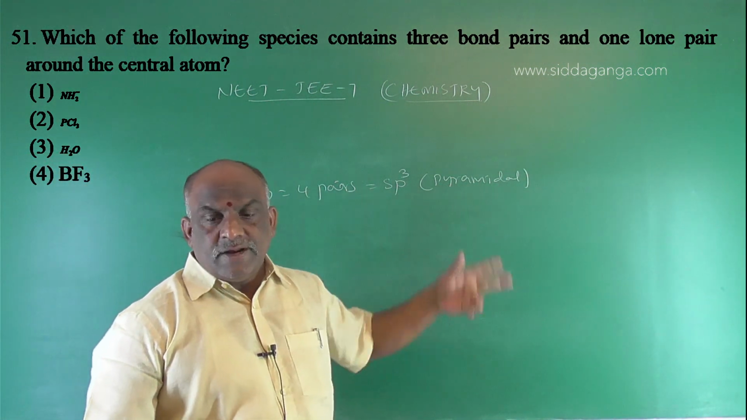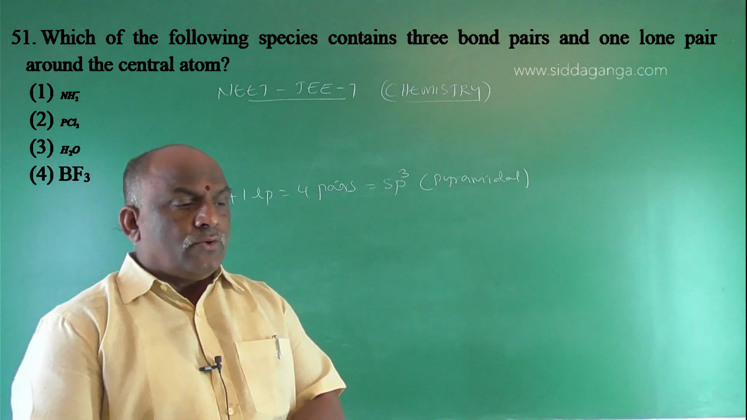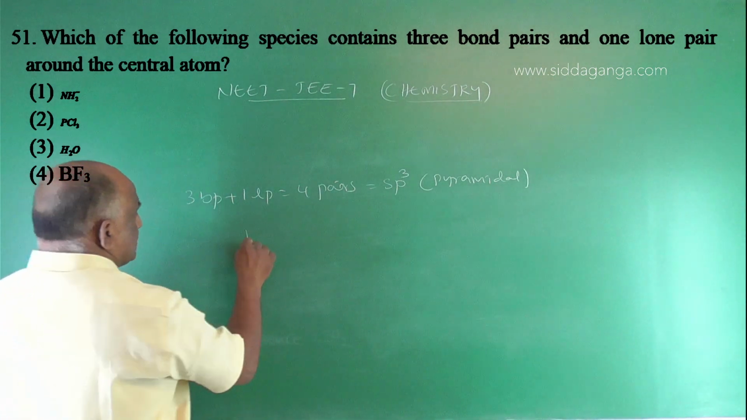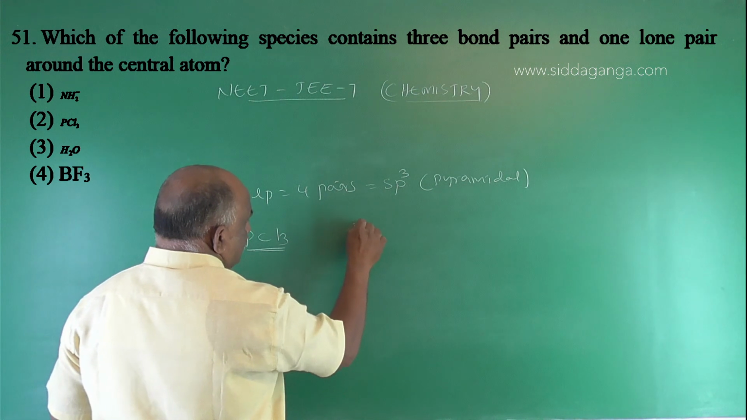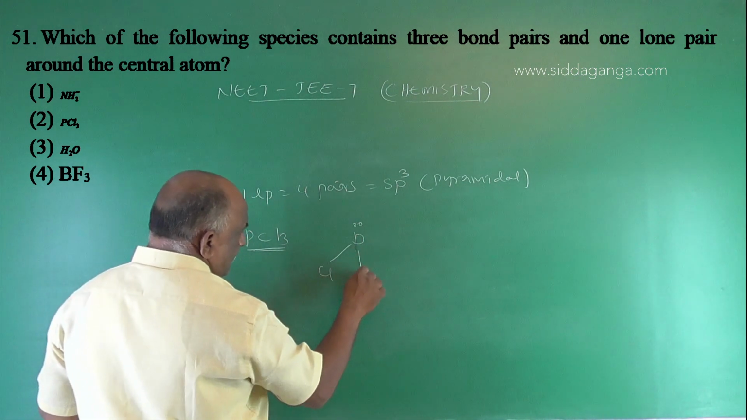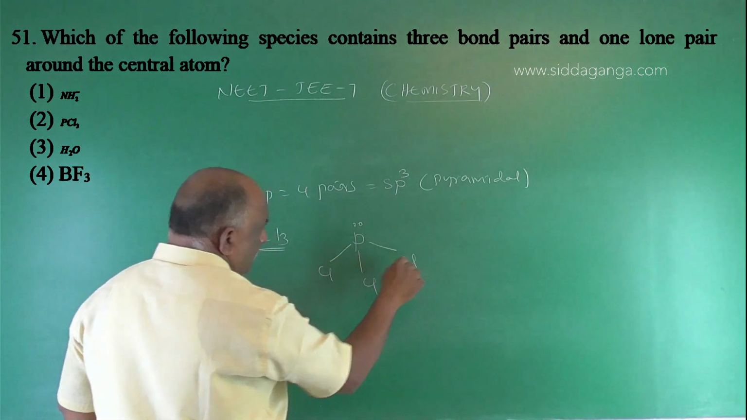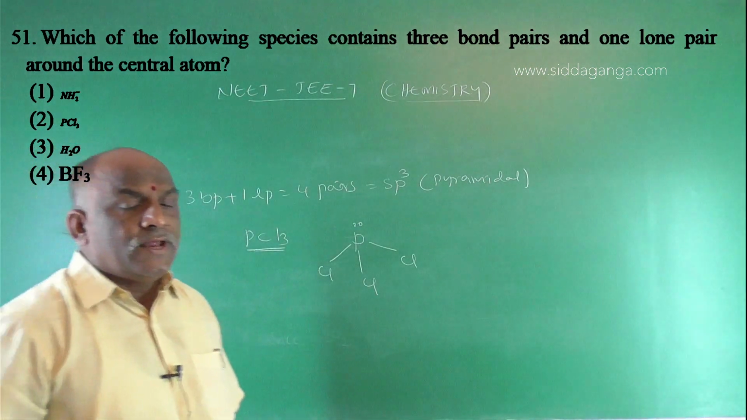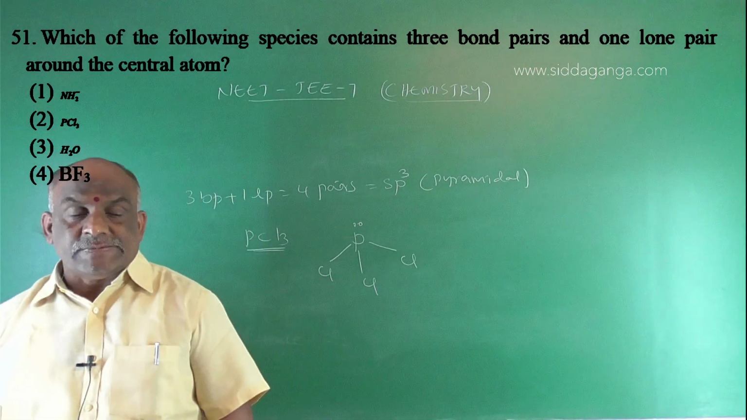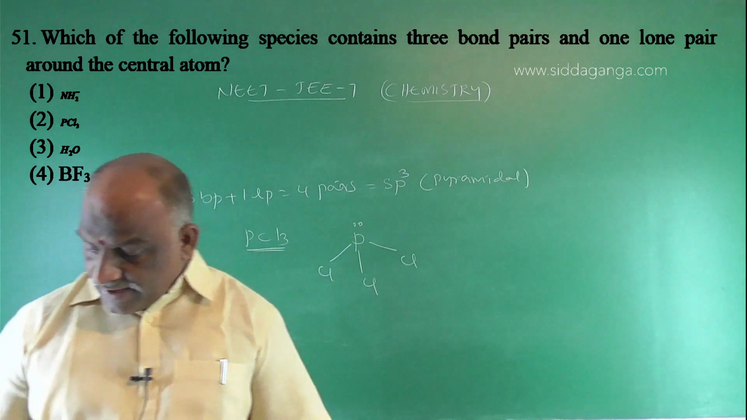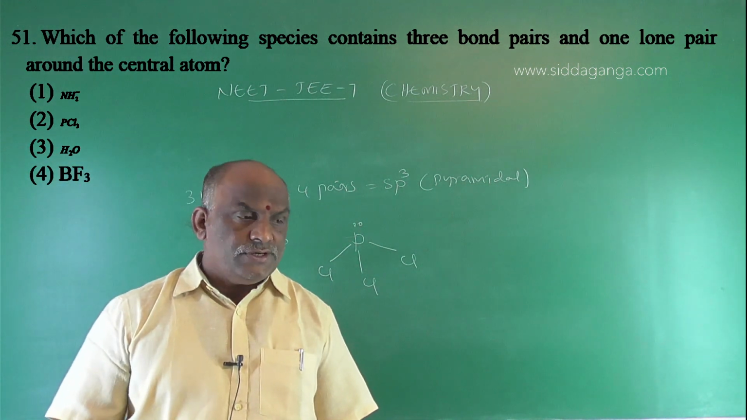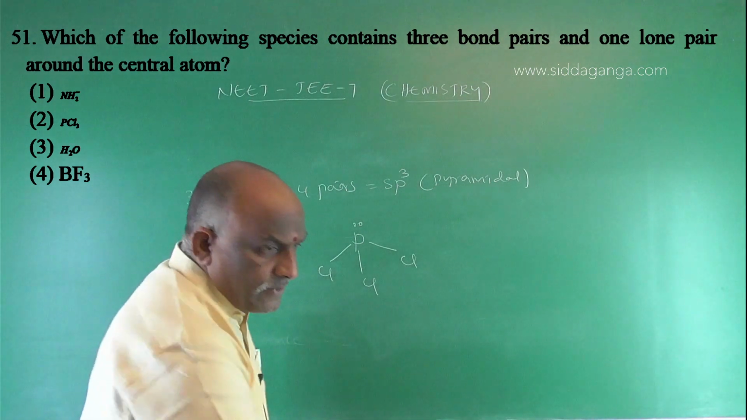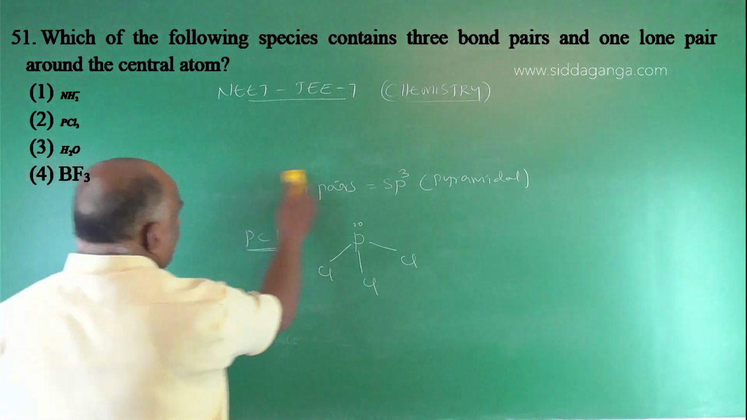So the species having pyramidal shape is option number 2, phosphorus trichloride. Phosphorus trichloride has one lone pair and these 3 bond pairs. So this is the pyramidal structure. So the answer is phosphorus trichloride. That is a conceptual background question, a simple question. And next question.